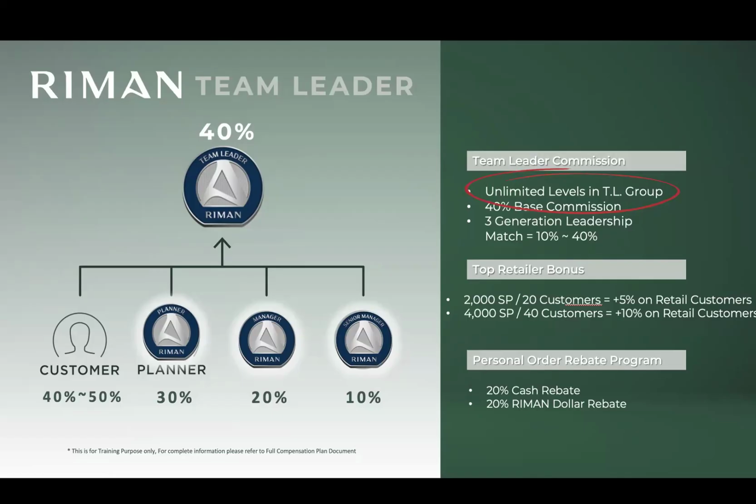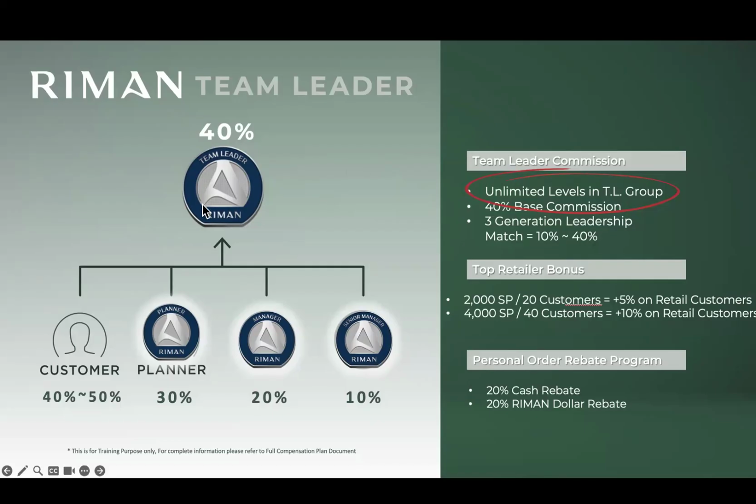Okay. Now, when you get to team leader, you get a differential of 40%. Anything you buy or sell to your customer, you get a 40% payout. But here's the nuance I want you to pay attention to. Unlimited levels in team leader group. This is staggering. This is where the real big money starts to pay you. This is where you could really start making some lucrative full-time income. Now, what I mean by unlimited levels in TL group, and actually this is where the leadership match bonus kicks in, but I'll break that down later as I cover the matching bonus.